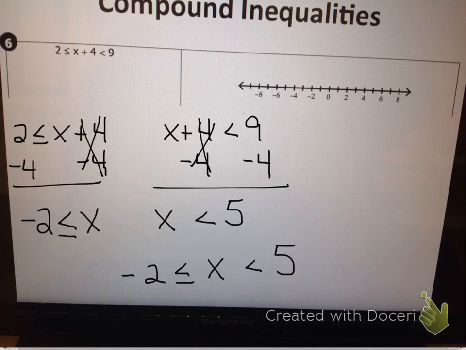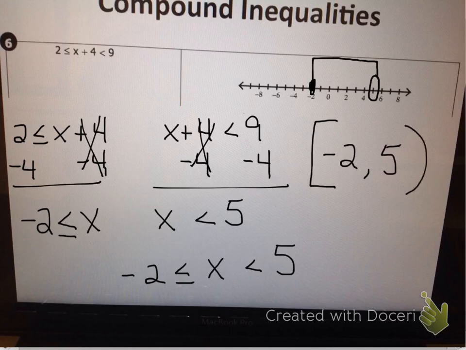Now, for our graph, this is what we're going to do. We're going to put an open circle at positive 5, and we're going to put a filled-in circle at negative 2. Now our graph is going to go in between those 2 points because we're talking about a number that's between negative 2 and positive 5. For our interval notation, since we're including negative 2, we put a bracket and then negative 2, and then we're going to have a positive 5 and a parenthesis because we don't include the positive 5.